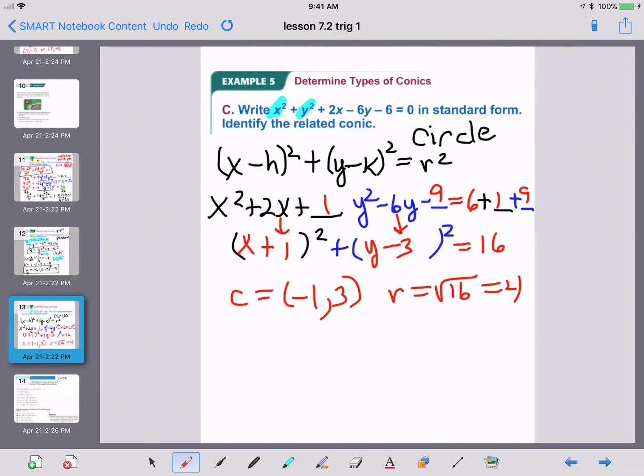There you go. So that's everything, kind of a simplified version of everything you need about circles, ellipses, and parabolas. And then identifying a conic from the equation.